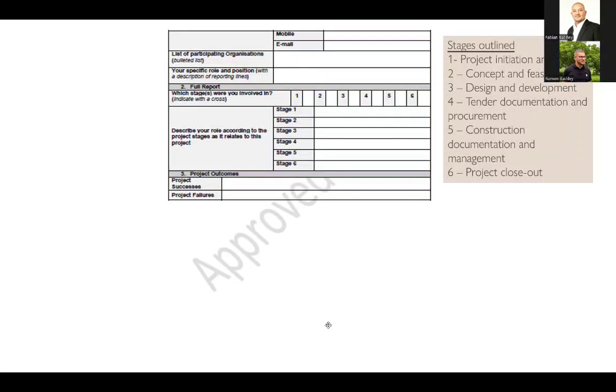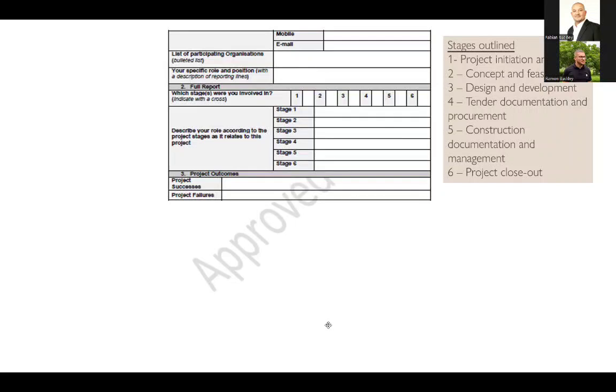You need to provide that evidence to your client. Then obviously during stages of construction, stage 5, you've got construction, documentation, and management. So this here is particularly more to do with, for example, your HSE plans that you need to negotiate, agree, and get approved with your clients, your template that you're going to use for the project, and so forth. And then you've got section 6, which is project closeout.